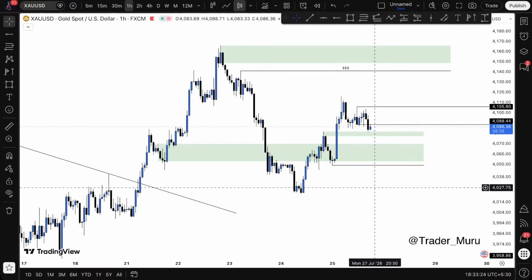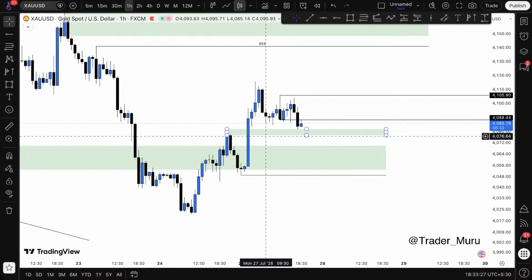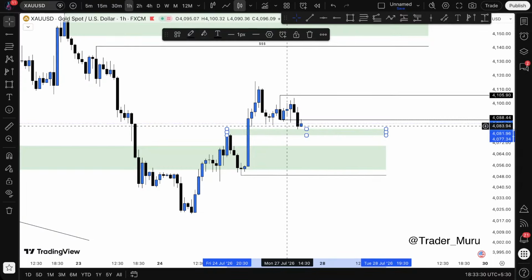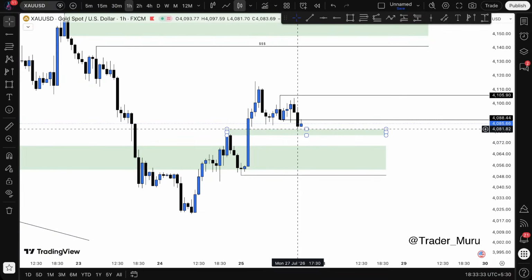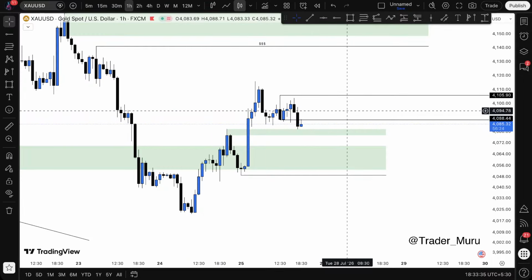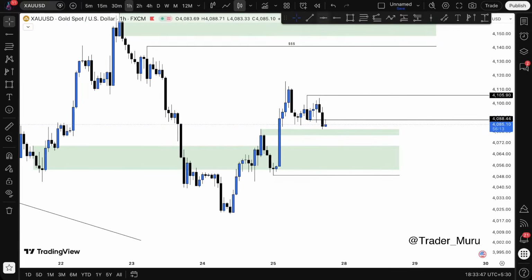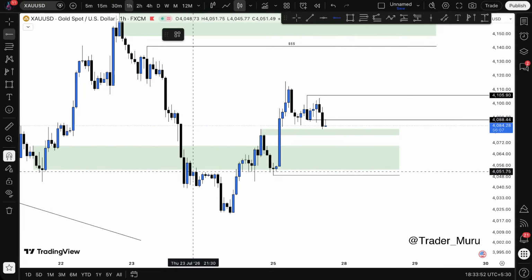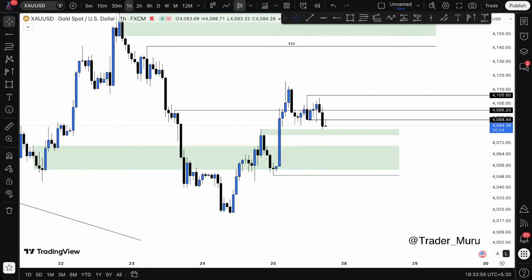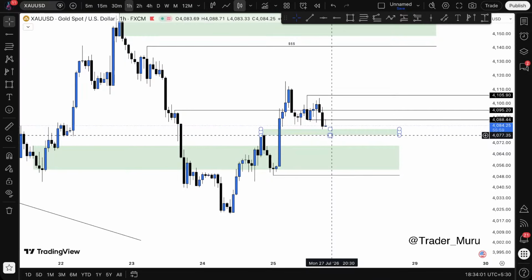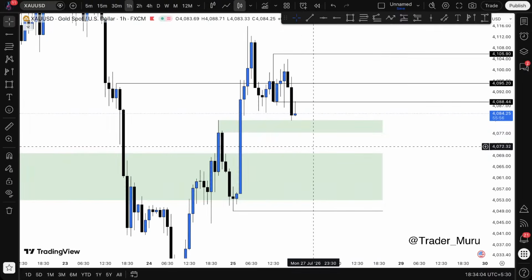Sell trade, no. Sell trade, brother, no sell trade here. If you want a sell trade, still very much risky. Have a stop loss above 95, but I do not recommend a sell here. Wait for a 1 hour change of character for sell. Your stop loss should be above 4095 if you want a sell here. First target will be still very much closer, 4075.